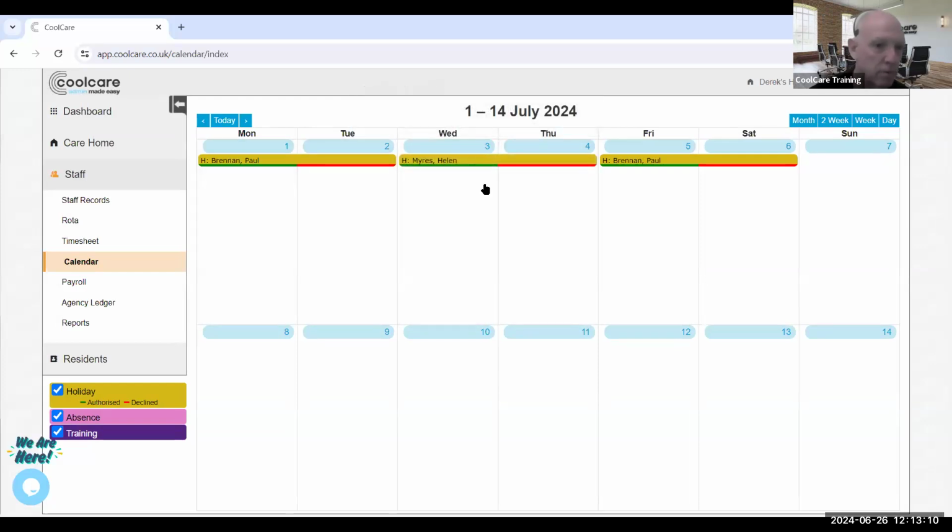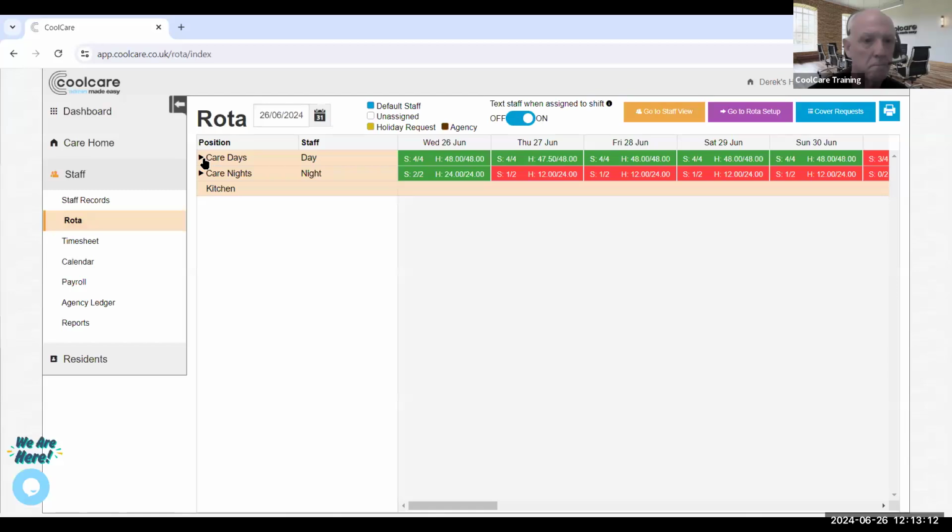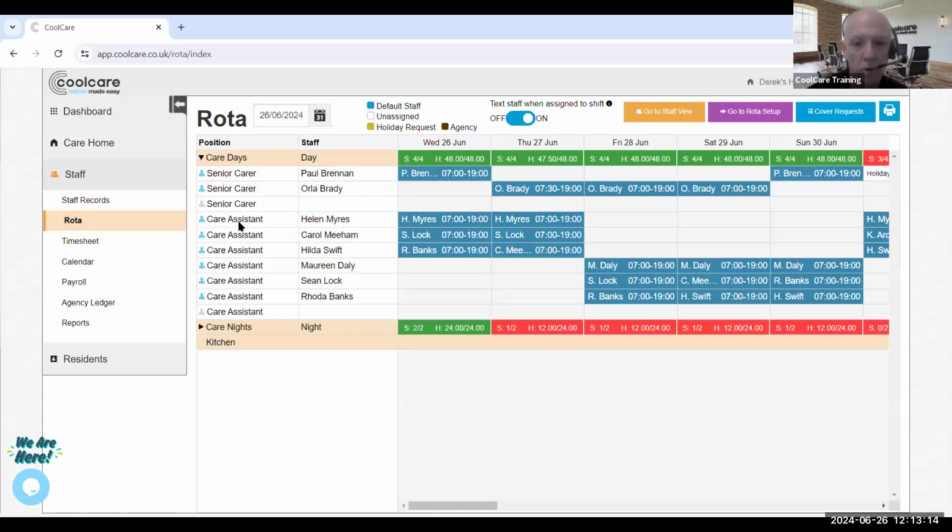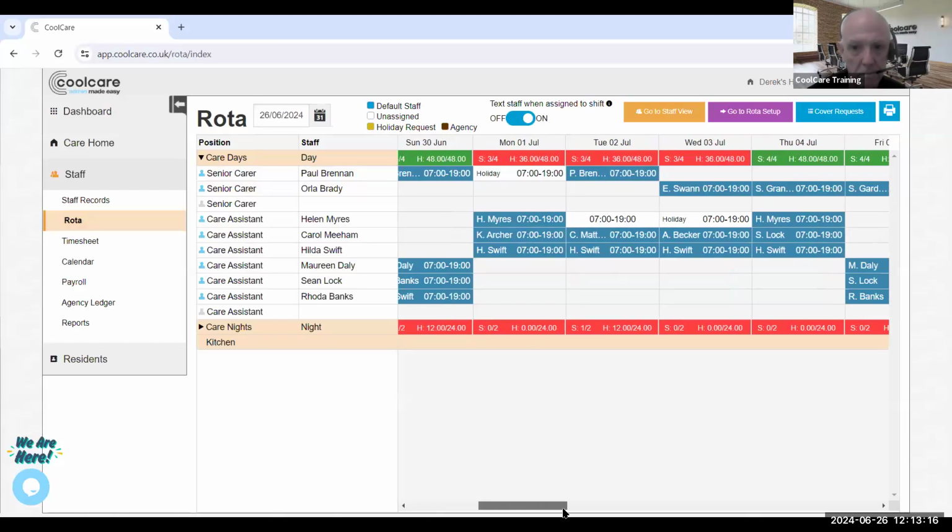Let's jump back onto the rota for a second. Again, if we move over, there's the holiday that we gave her. And there you go, the 4th has gone back to being a normal shift because it was declined. Also, because this button here is turned on, our friend Helen will have been sent a text message telling her that day was authorized and that day was declined.